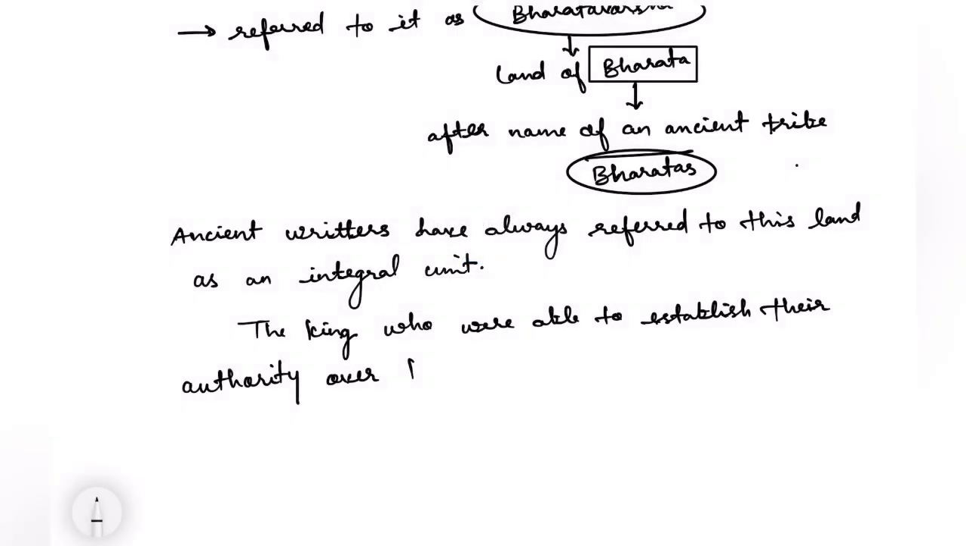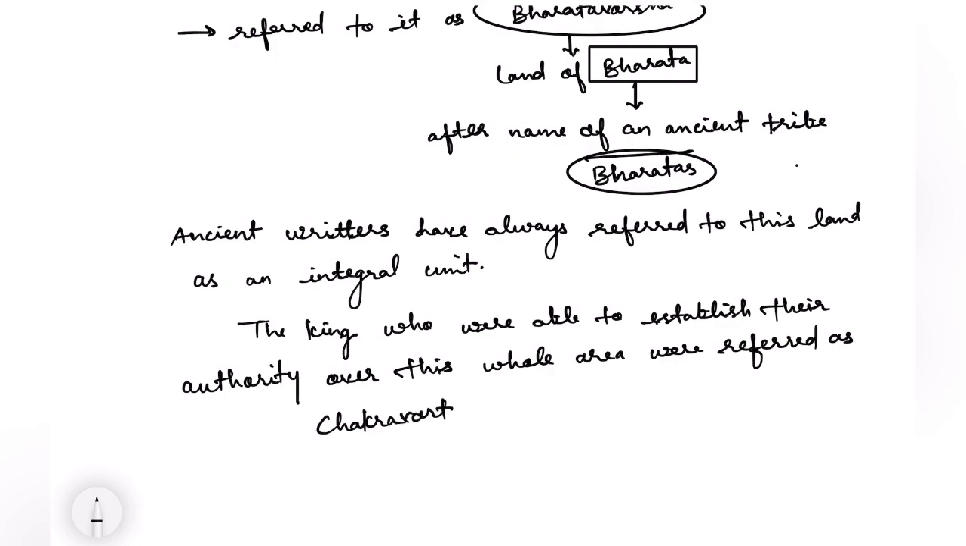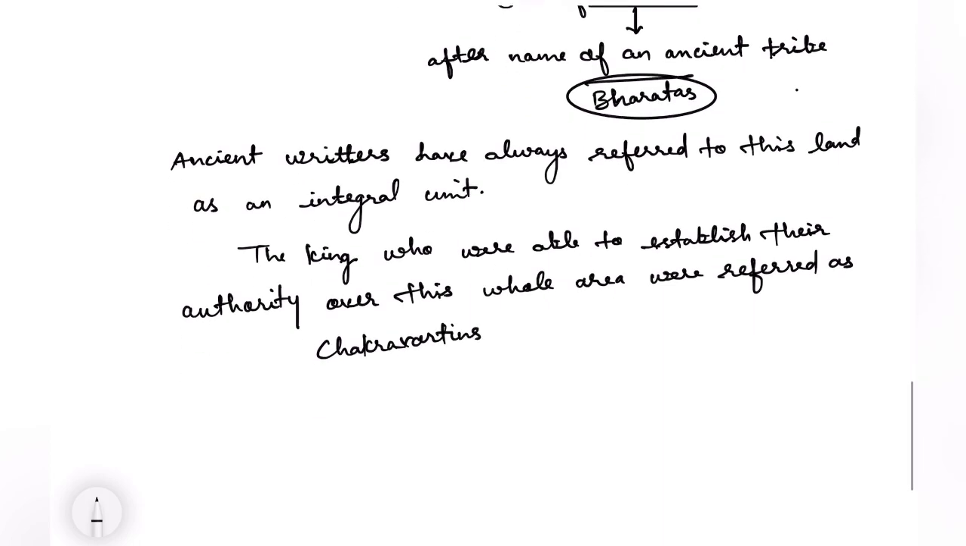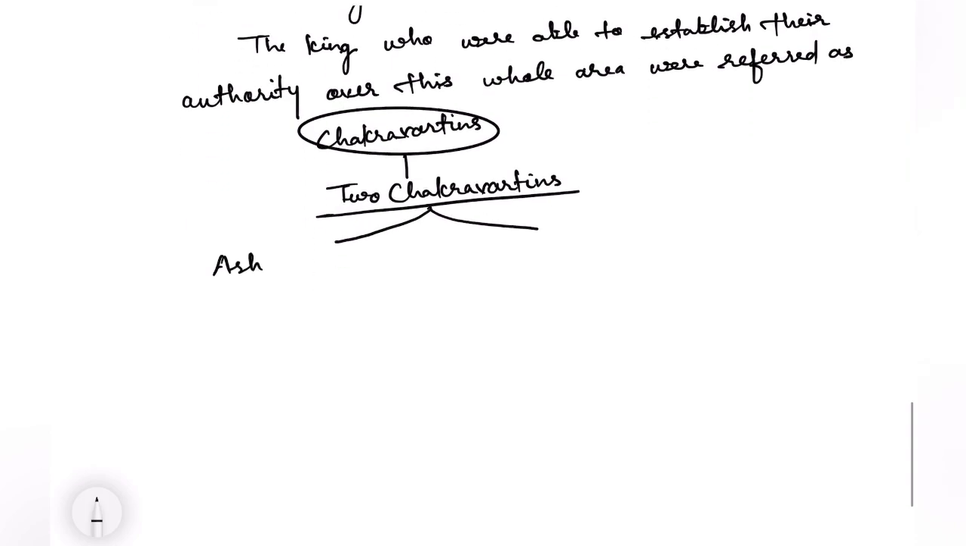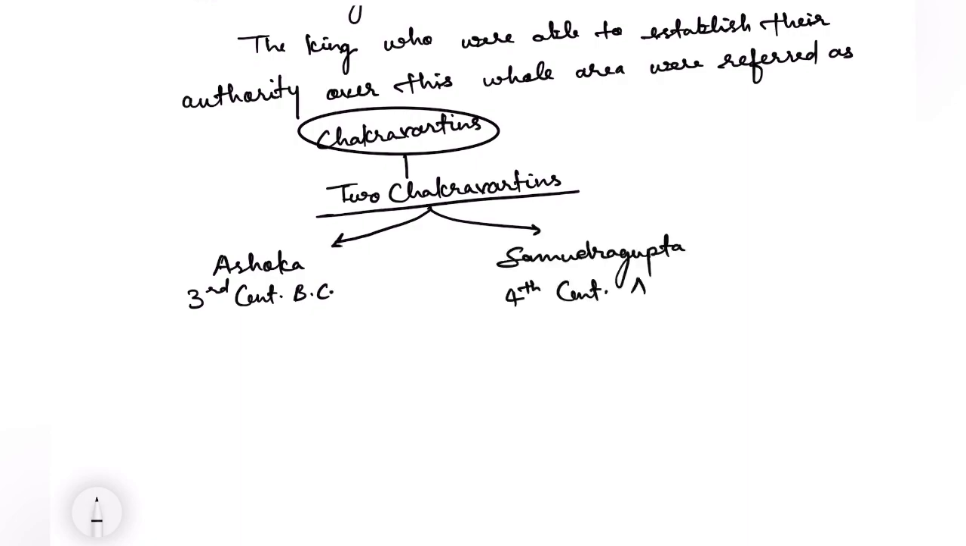So there have been two Chakravartins in ancient time, Asoka and Samudragupta. Asoka ruled during the 3rd century BC, and Samudragupta, sorry, not Chandragupta, Samudragupta. He was of the Gupta empire, and Samudragupta ruled in the 4th century AD.